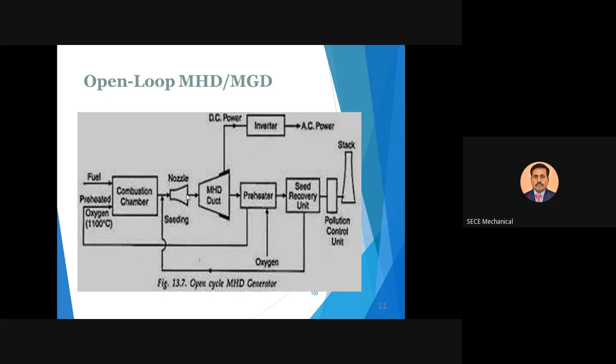The expansion process takes place in the nozzle, and the plasma gas gets high velocity, so the hot gases go to the MHD generator, passing between the magnets. So a magnetic field is created. When the plasma gas passes through, the magnetic field is cut, and due to this an electromotive force, an EMF, is induced.